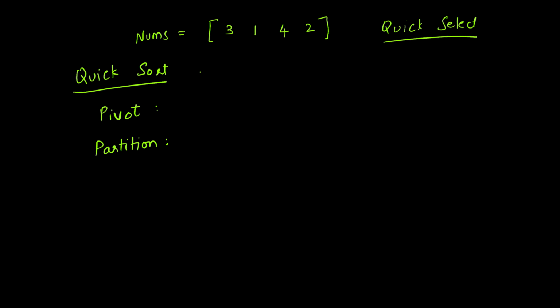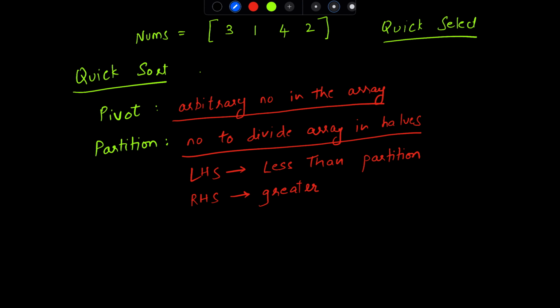In the quicksort algorithm, there are two terminologies that we'll be using, pivot and partition. Pivot is any arbitrary number that we will be selecting in the array, and partition will be the number which will help us divide the array into halves. All of the values to the left hand side of the partition will be less than the partition value, and all of the values on the right hand side will be greater. We'll also be using a divide and conquer technique to break down the problem into smaller halves and solve them separately.